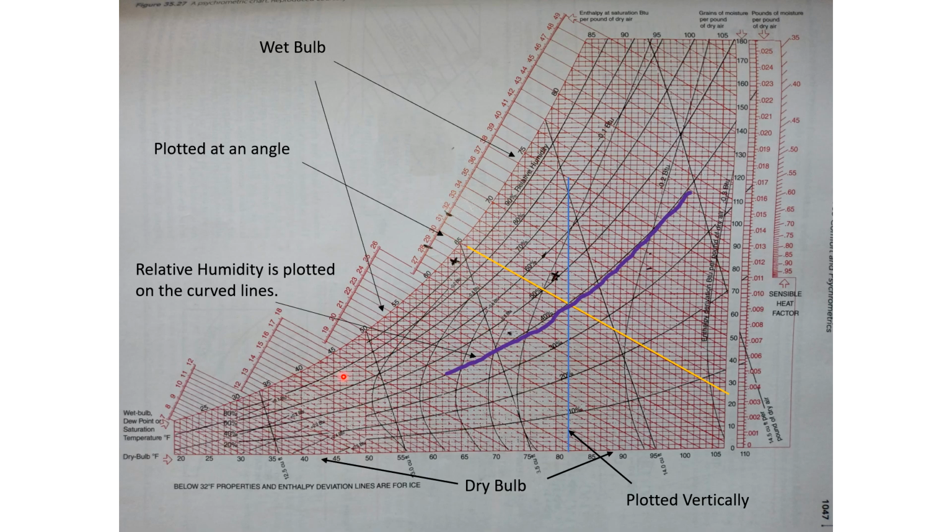And then you've got the relative humidity. The relative humidity is plotted on these curved lines. I kind of did a poor job of following the line there, but you can see what I'm talking about. So where they meet, where that line is, it's 40% humidity, right? That's our relative humidity. You plot it on that line right there.